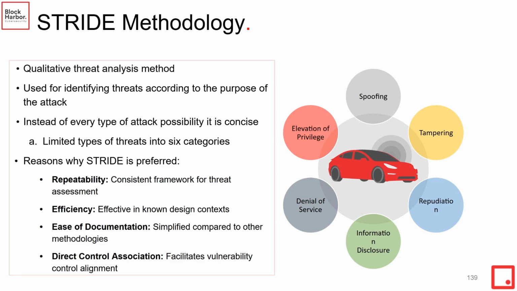Instead of overwhelming us with countless possibilities, STRIDE simplifies the analysis by categorizing threats into just 6 distinct types: spoofing, tampering, repudiation, information disclosure, denial of service, and elevation of privilege.